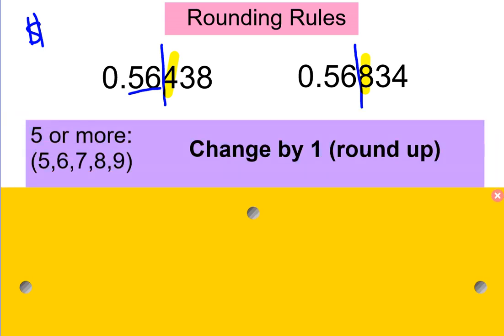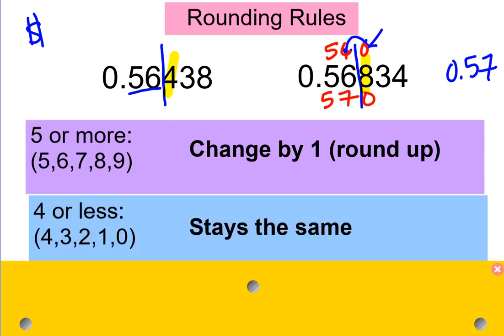If that number that I just highlighted, which is just to the right of where we want to cut it off, is 5 or more, 5, 6, 7, 8, or 9, we're going to round up by 1. So as we can see, this one is that little bit more. So we need to round up 0.56 to be 0.57. And the reason we do that is because we can see that 68 is closer to 70 than it is to 60, and that's why we round that up.